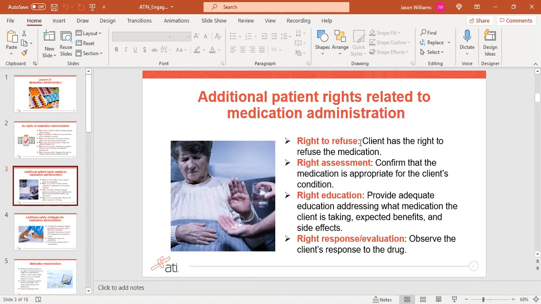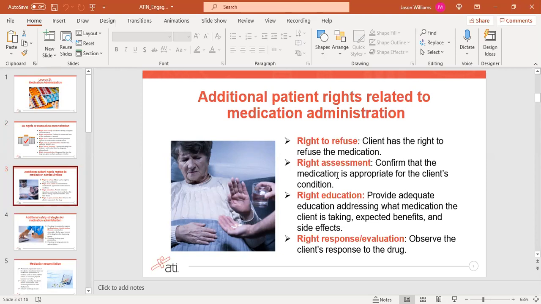Hey, Ms. Rogers, you're refusing your blood pressure pill. If you don't take your blood pressure pill, you're at risk for becoming hypertensive. You are at risk for stroke. Ms. Rogers, do you still want to refuse your blood pressure pill? If the patient refuses, I will document just that: patient refused medication. Writer educated patient about the need of medication. Writer educated the patient about the risks versus benefits of refusing this medication. And that's how you protect yourself.